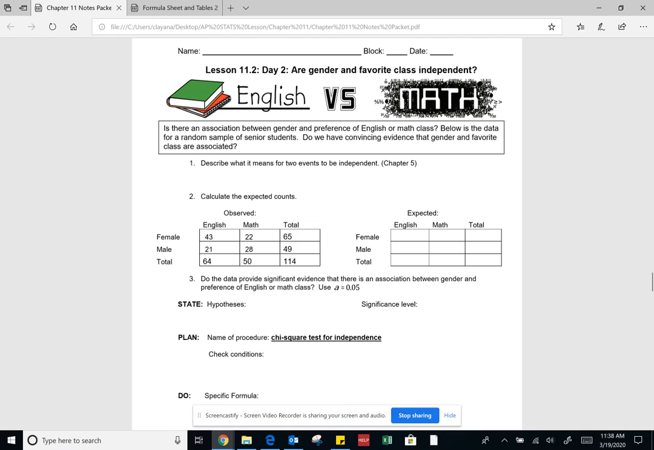To help answer this topic, we're going to look at this question: Are gender and favorite color independent? So is there an association between gender and preference of English or math class? Below is data for a random sample of senior students. Do we have convincing evidence that gender and favorite class are associated?